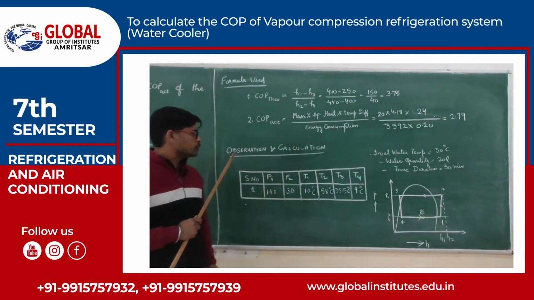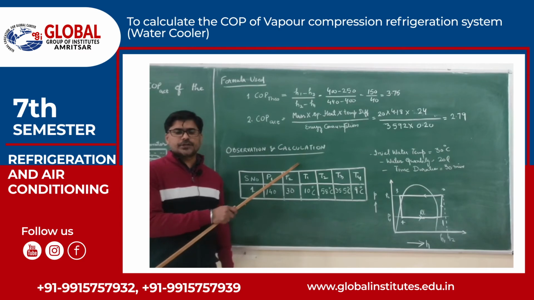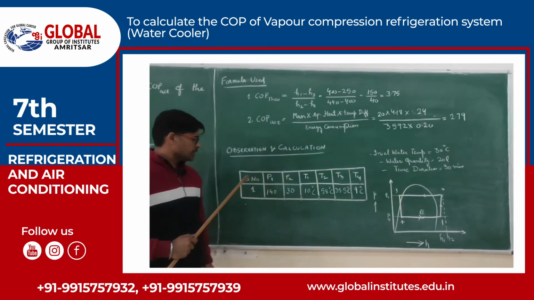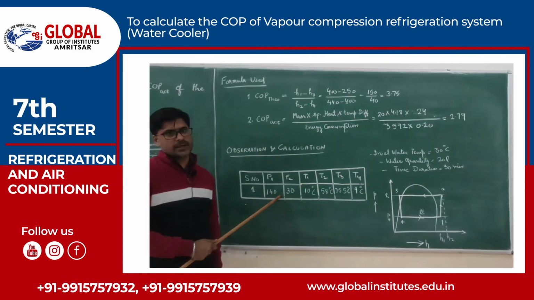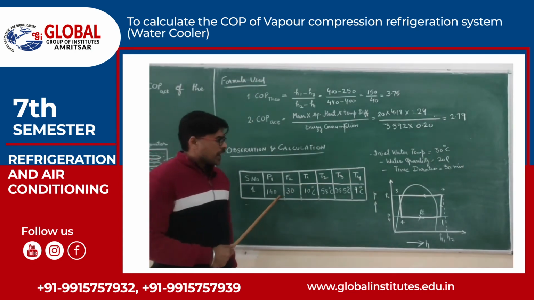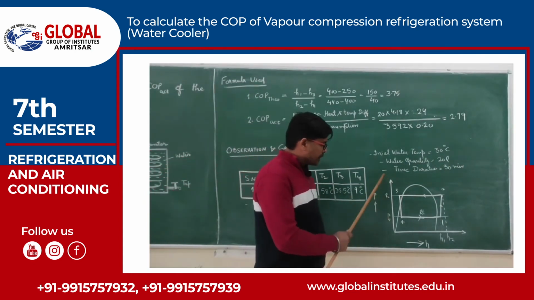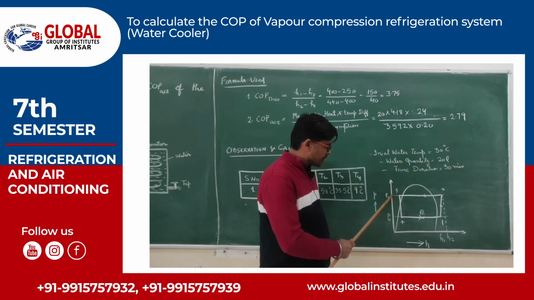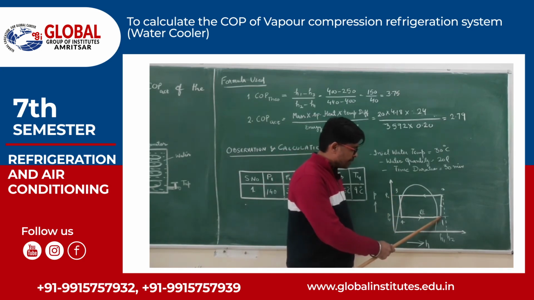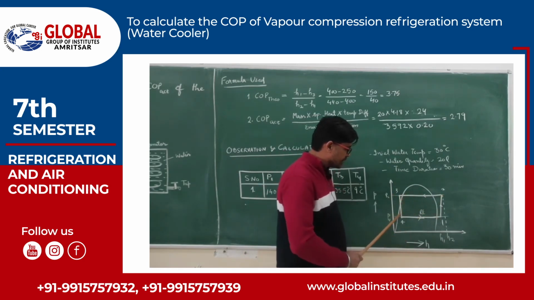Now to the observation and calculation part of this experiment. These are the observation table and values which we have noted down from the experimental setup. After that, open the R134a pH chart and mark suction pressure and discharge pressure and locate temperatures T1, T2, T3, T4 which we have noted down from the experimental setup.